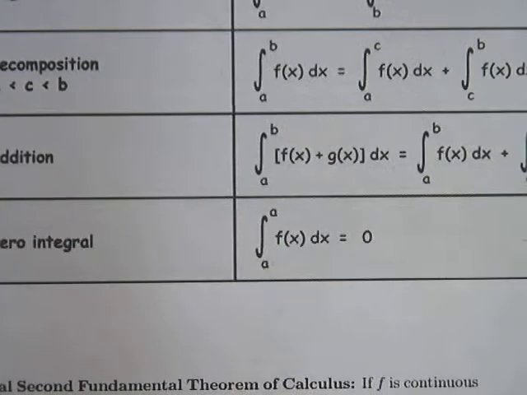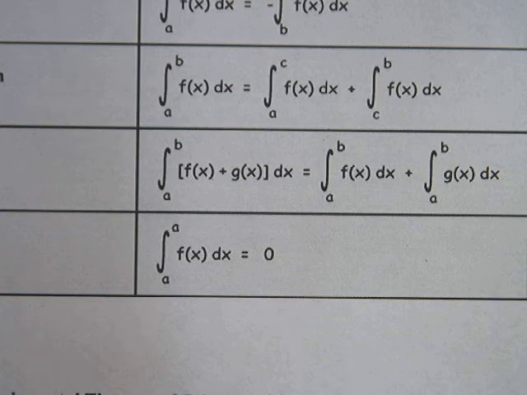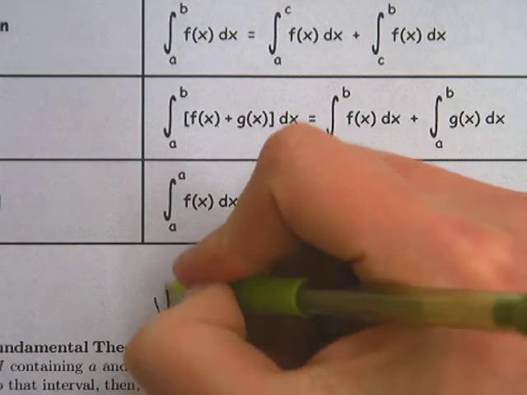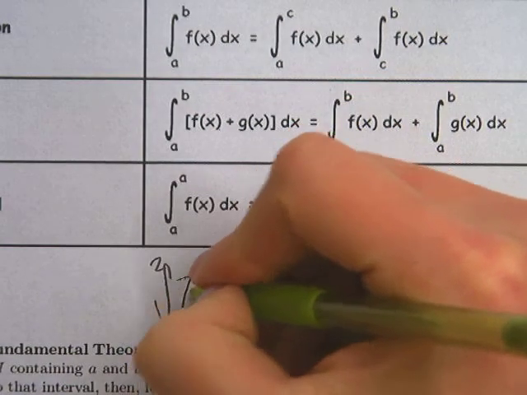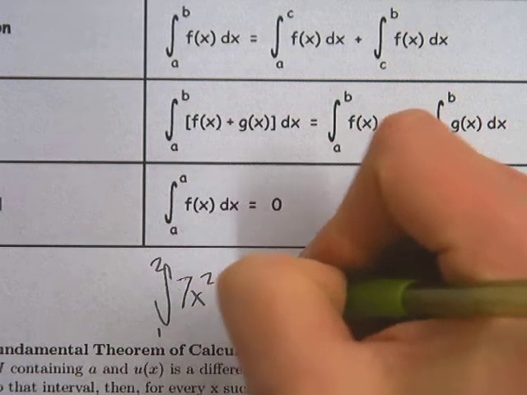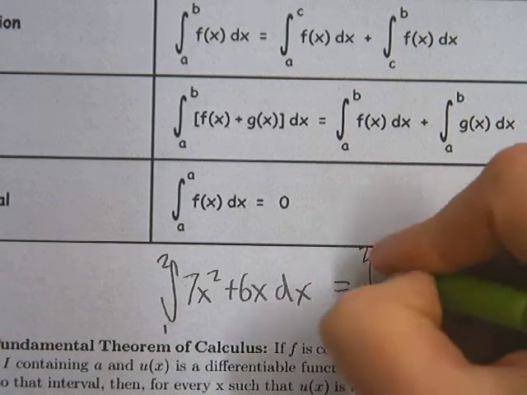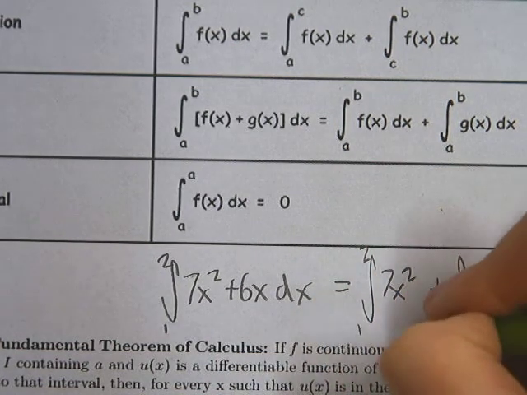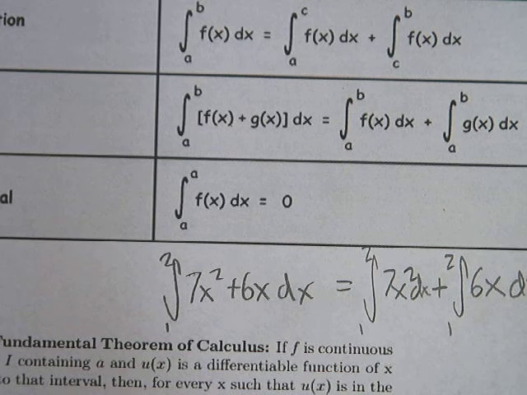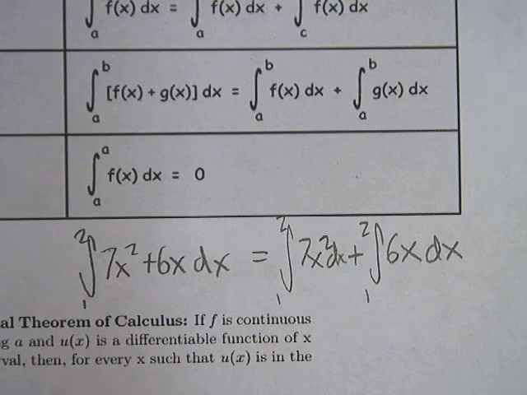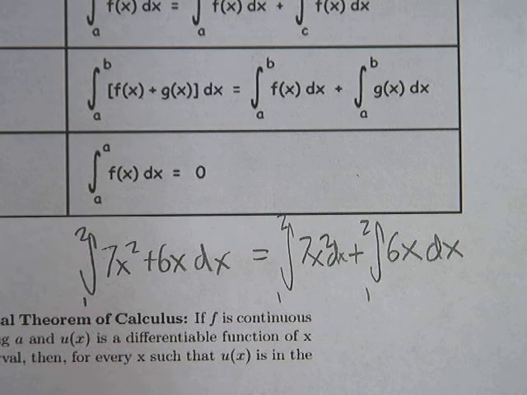Our fourth one is addition. If we have addition happening inside our integral, we can split it into two integrals. So for example, if I have the integral from 1 to 2, we'll just throw some bounds on here, of 7x squared plus 6x dx. This is exactly the same as the integral from 1 to 2 of 7x squared dx plus the integral from 1 to 2 of 6x dx. So, yeah, you can split up addition. You can't split up multiplication. Remember, we have no product rule, no quotient rule, no chain rule in integration.